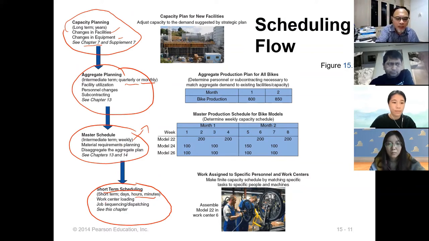We are talking about work center loading and also job sequencing, okay? Which will actually go into work centers. So work centers, for example, assembly of bicycles, that is a work center, or doing welding, that is a work center, okay? So that's how in real life the scheduling system flows, okay?